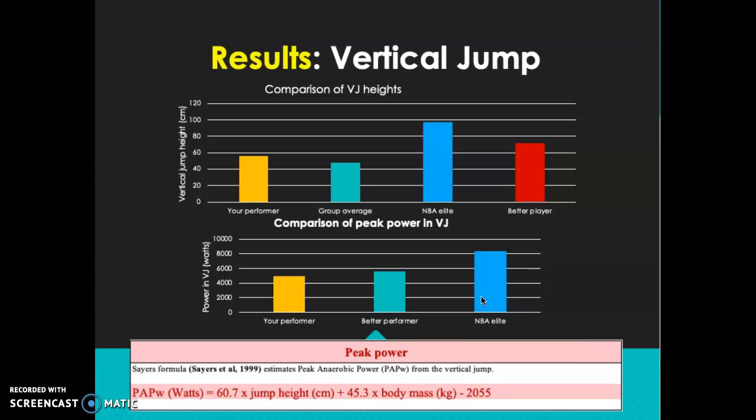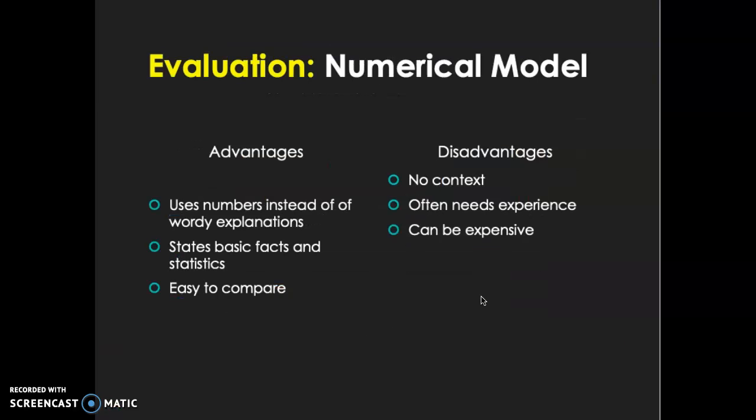Next, I will be evaluating the use of the numerical model. There are both advantages and disadvantages to using a numerical model. Some of the advantages are that the numerical model uses numbers instead of wordy explanations. This is an advantage, as you can look at the numbers and you can easily see the difference between one performer and the other, whereas if you were to use wordy explanations, it would be more confusing for someone who is less experienced to understand the differences.